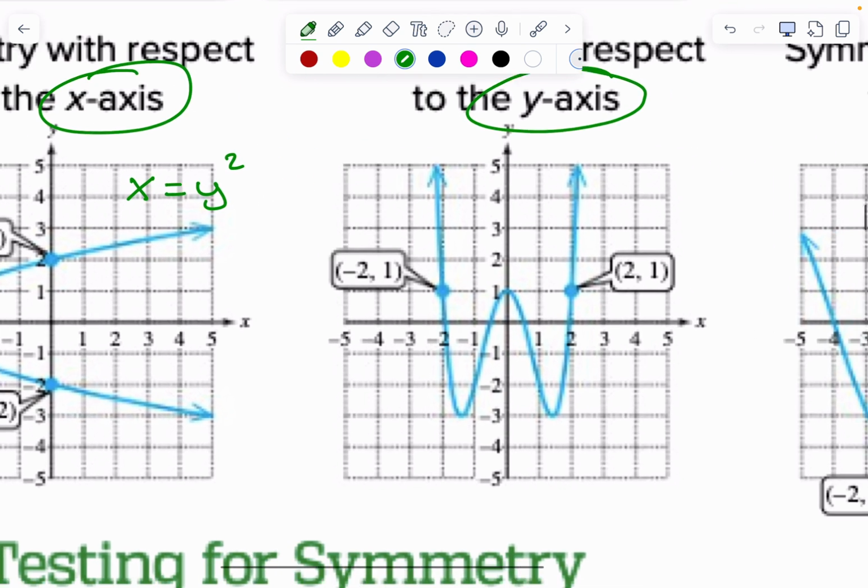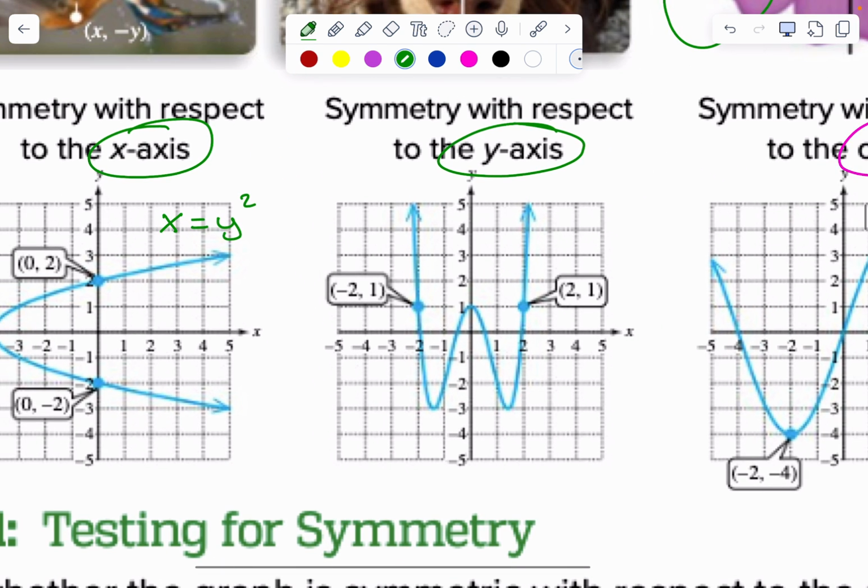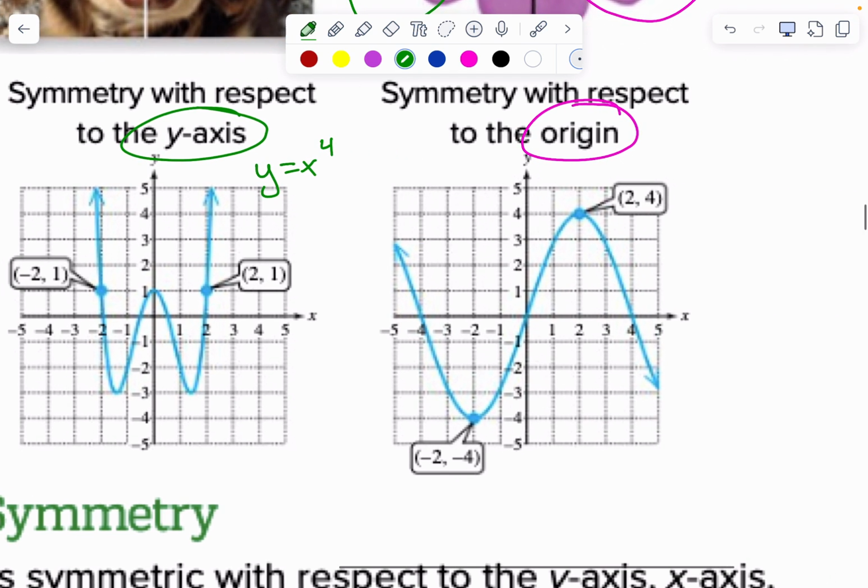Do you know what this one is? The one in the middle that has y-axis symmetry. X to the fourth. Y equals x to the fourth power. That's like that W thing, right? Okay. And then this one, origin symmetry.